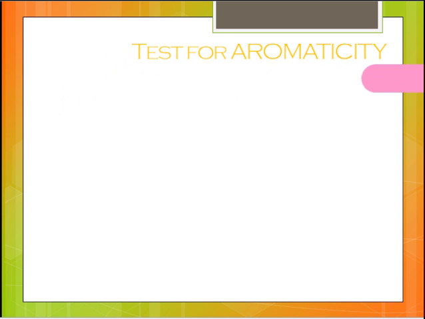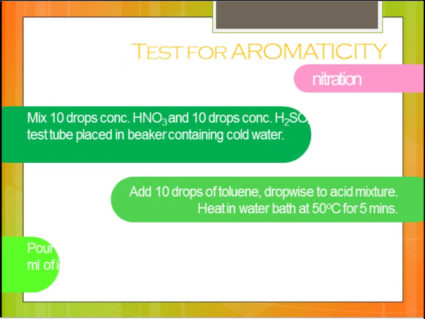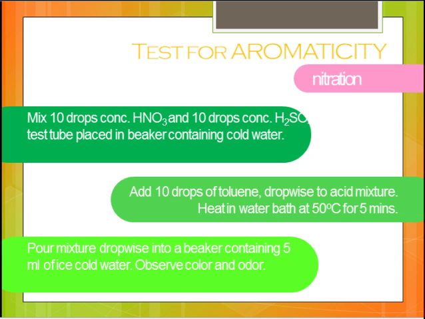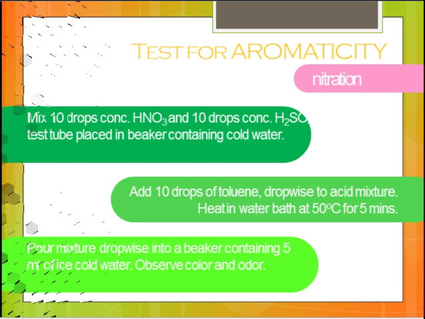In the test for aromaticity, several drops of cold concentrated nitric acid is slowly dropped in a test tube containing cold concentrated sulfuric acid. The test tube must be in a beaker containing ice-cold water. This is necessary because the reaction between the nitric acid and the sulfuric acid is highly exothermic. Afterwards, we add several drops of toluene into the acid mixture and heat in a 50 degrees Celsius water bath for 5 minutes. Finally, we pour the mixture in a beaker containing ice-cold water. A yellow-colored solution and an aromatic odor indicates a positive result.